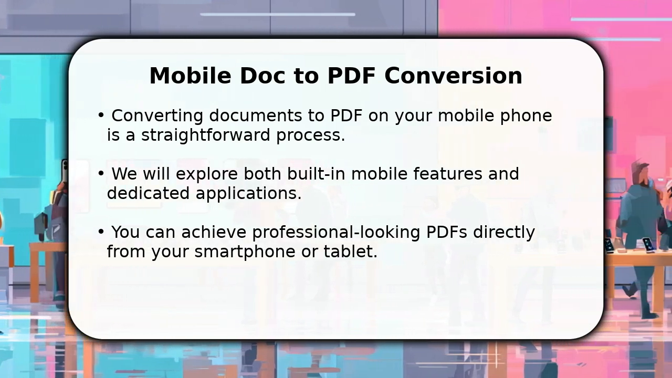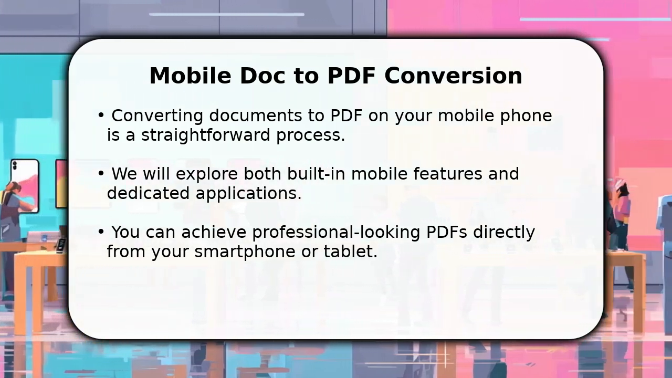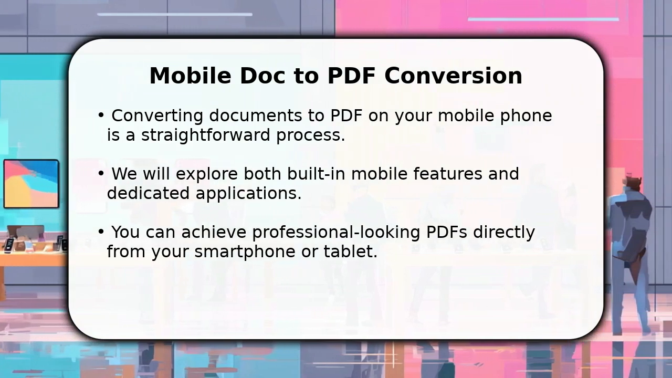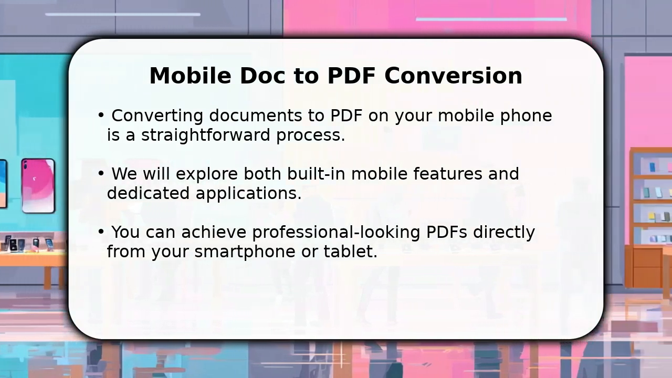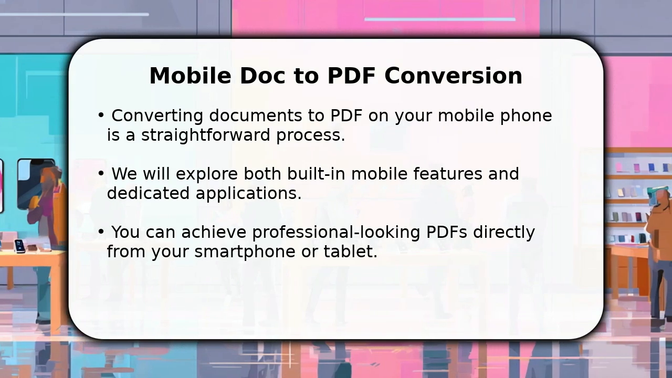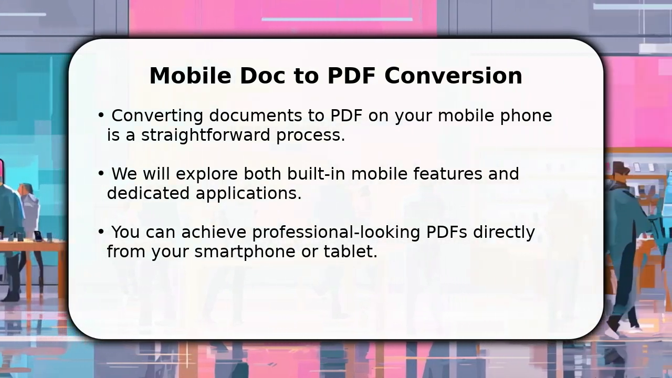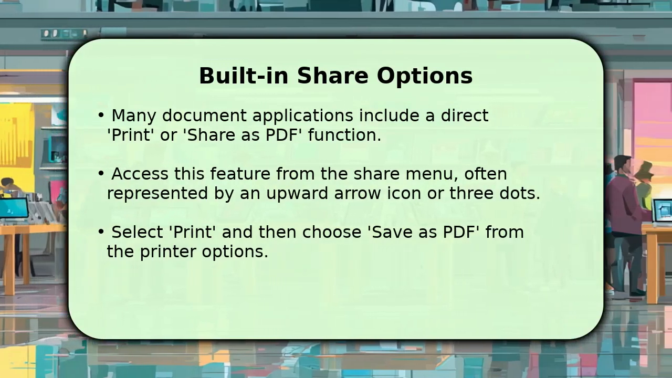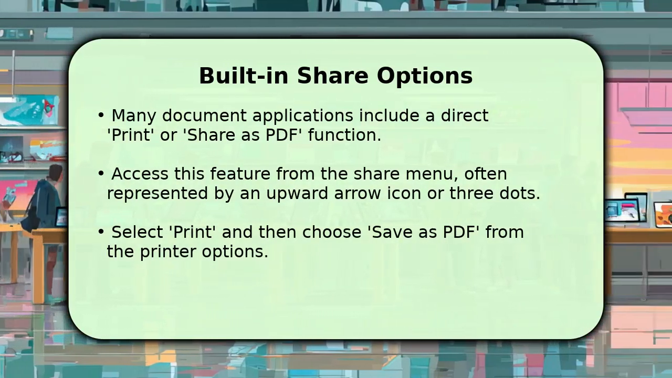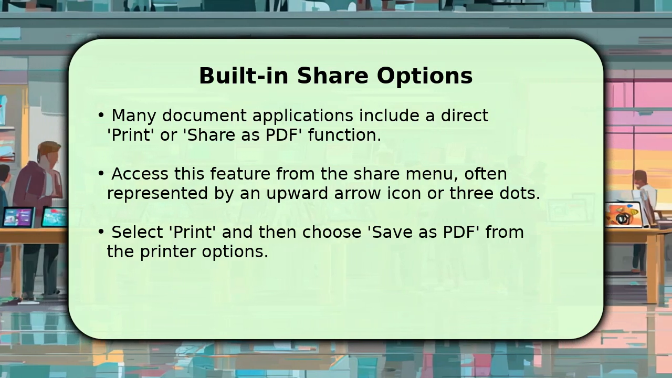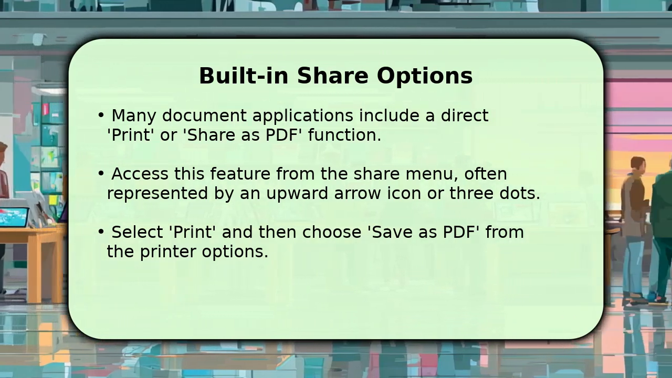Look for the Share or Export option within your document editing app to begin the conversion process without needing additional software. This method is often the quickest and most efficient way to generate a PDF from your existing files. Many popular document applications, like Google Docs or Microsoft Word for mobile, integrate PDF conversion directly into their sharing features.